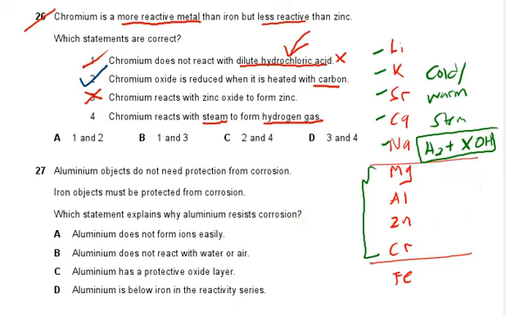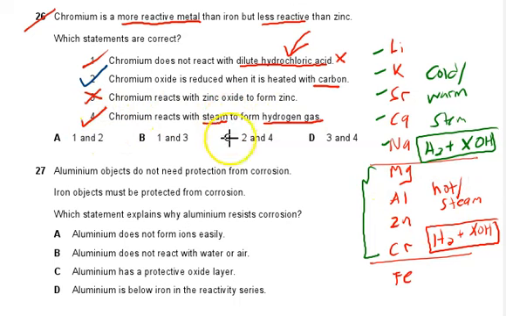react with hot water or steam. Steam is a hot gas. They form hydrogen and their hydroxide. So these are their equations. Please remember this. Due to this, chromium reacts with steam to form hydrogen gas is correct. So your best answer here will be 2 and 4, which is C.